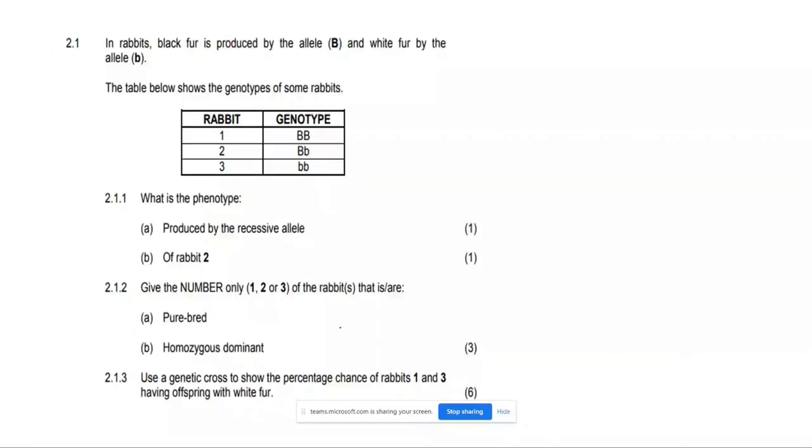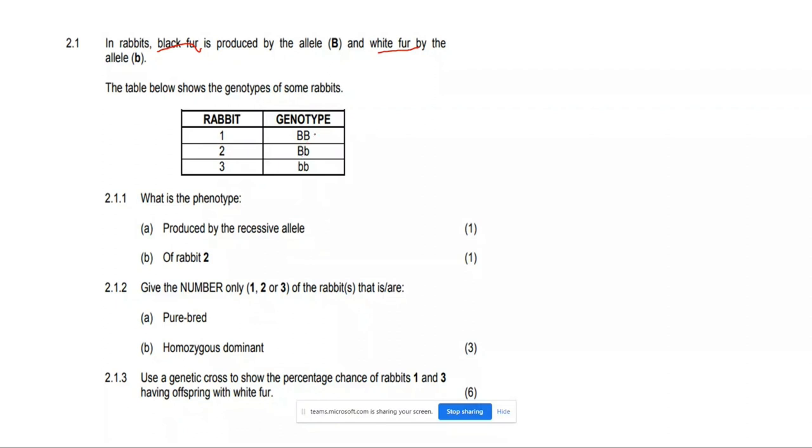In rabbits, black fur is produced by the allele B. From that information already, which allele is dominant? Black fur, okay? White fur by the allele small b. So we know the characteristic that is dominant here is black fur is dominant and white fur is recessive. But now they say the table shows the genotype of some rabbits. So rabbit 1, there's the genotype, rabbit 2 and rabbit 3.